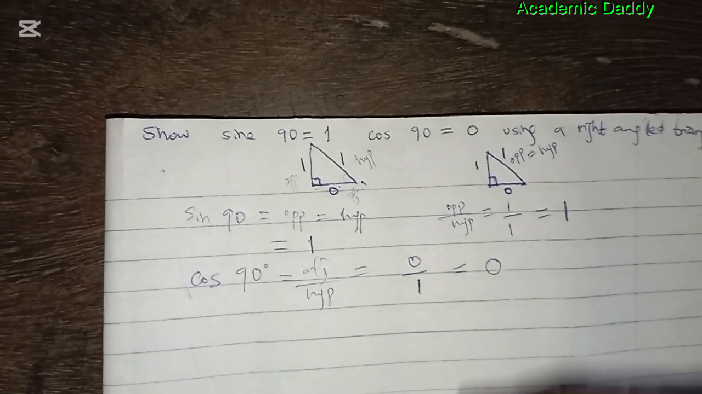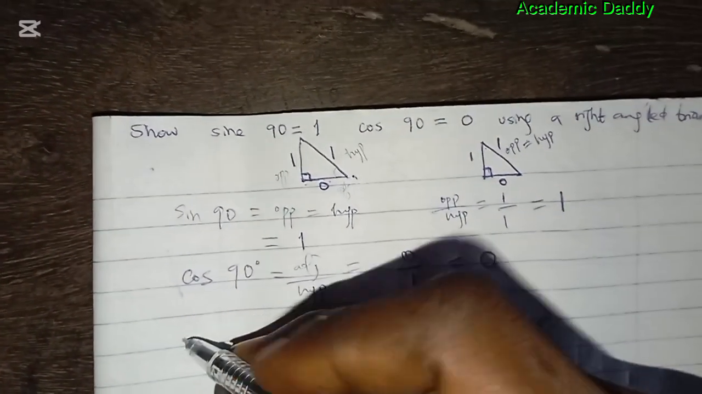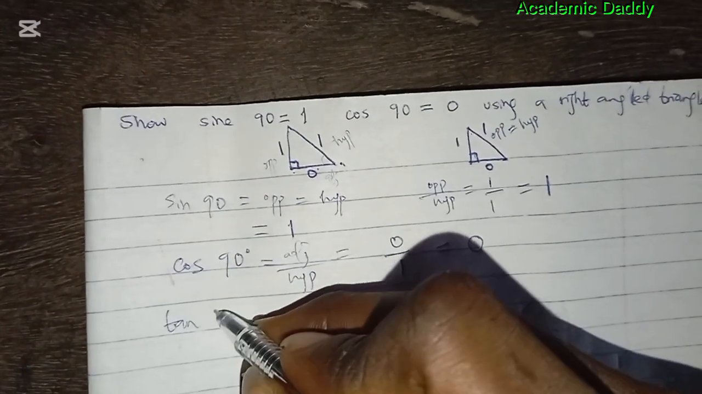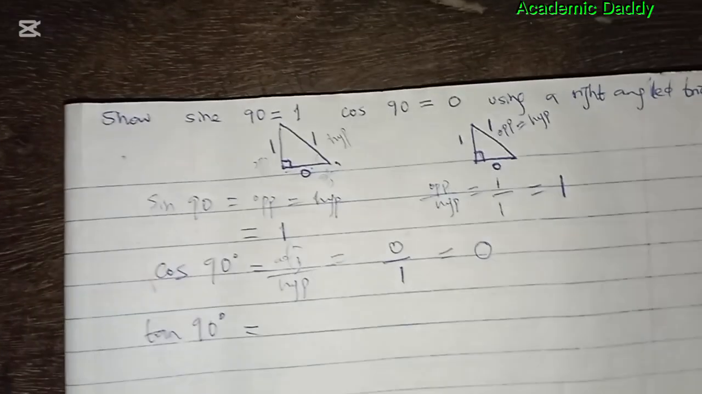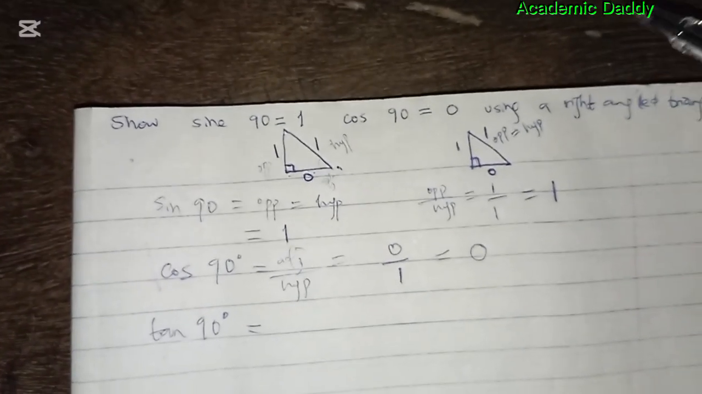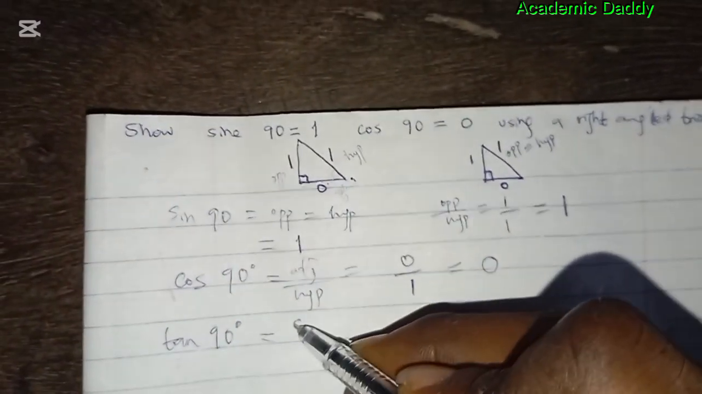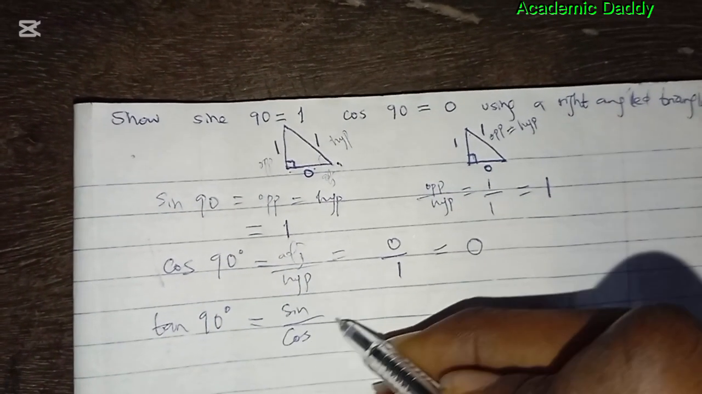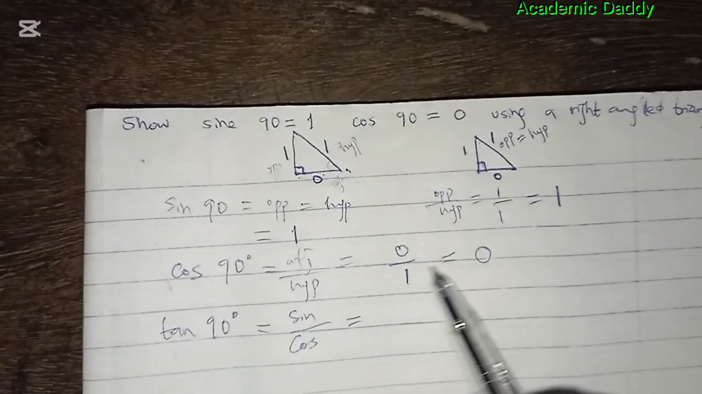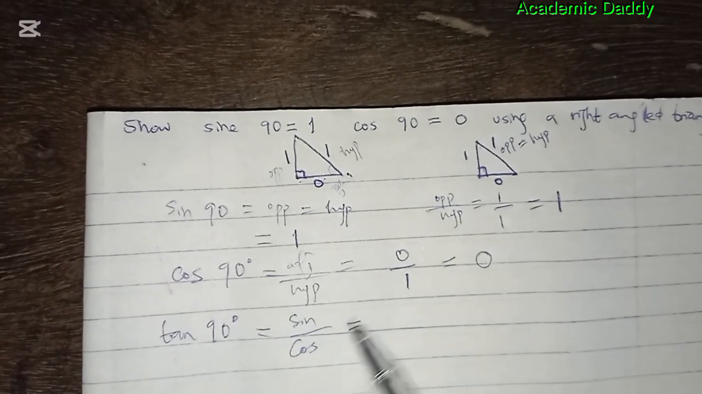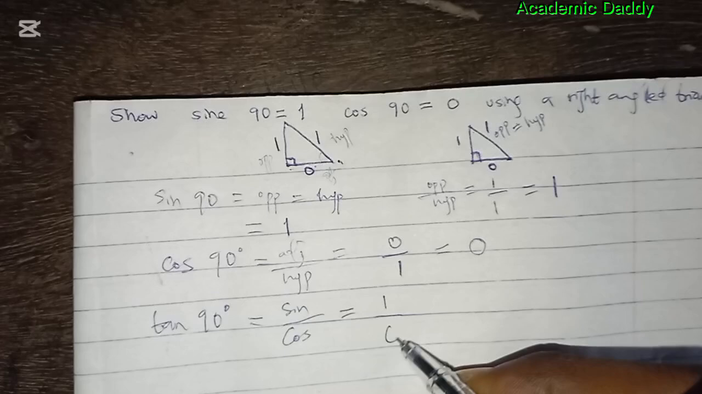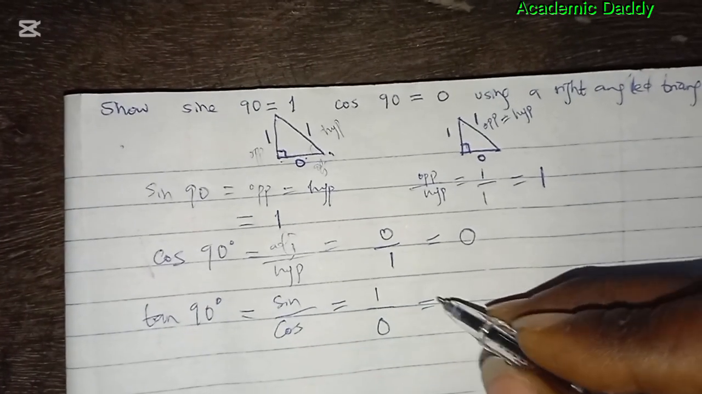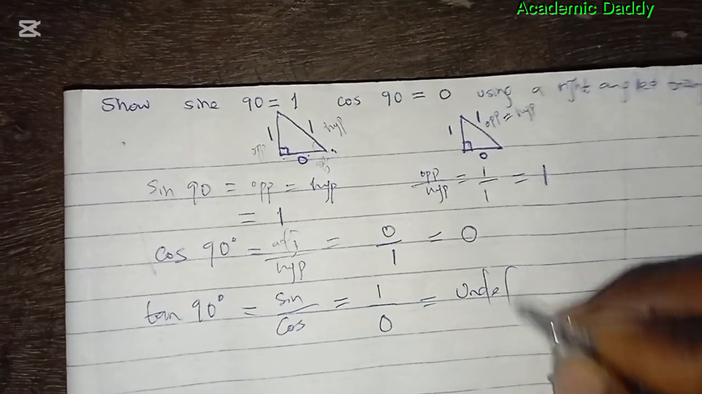If they now ask you for the tan of 90, tan 90 is the same thing as saying sine over cos. Notice that what I have in the numerator is sine and in the denominator is cos, so this is going to be 1 over 0, and whenever 0 is at the denominator, it is undefined.